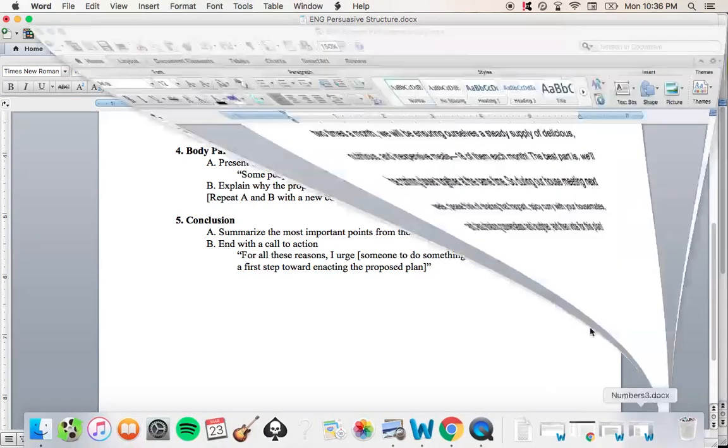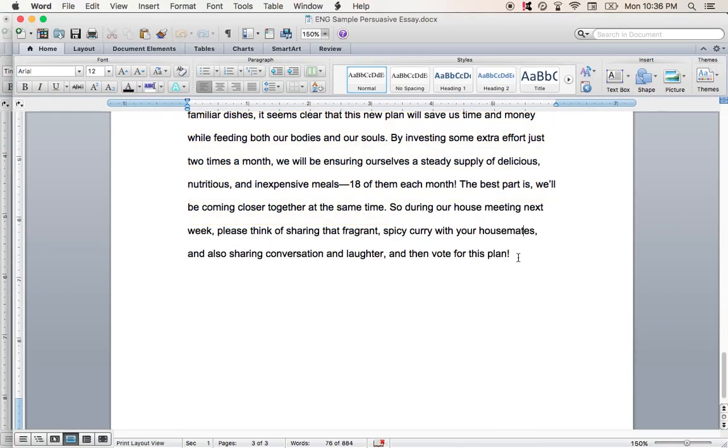So in the example here, we have one sentence, which is the call to action. So during our house meeting next week, please think of sharing that fragrant, spicy curry with your housemates, and also sharing conversation and laughter, and then vote for this plan. Do something specific, which is going to turn this plan into a reality. That's the call to action, right?